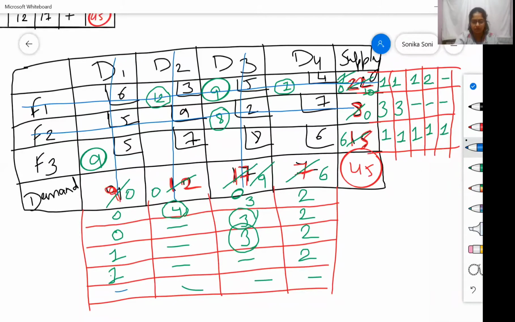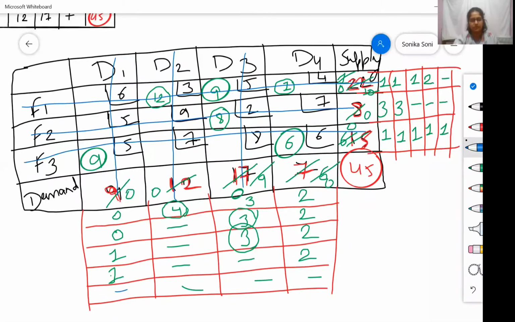Now where the 6 is remaining in D4 F3, we are left with 6 demand and 6 supply. That means we will allocate 6 here. Then the demand also becomes 0 and supply also becomes 0. That means we got the answer properly.